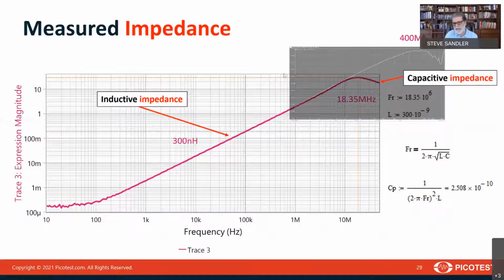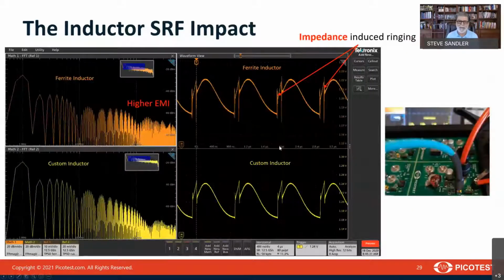I also custom designed a toroid that would give us a much higher self-resonant frequency at 400 megahertz to see the effect of self-resonant frequency of the inductor and how that impedance affects noise. And here's a comparison of those two inductors side by side.